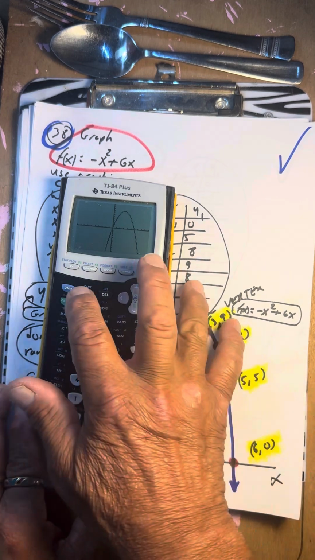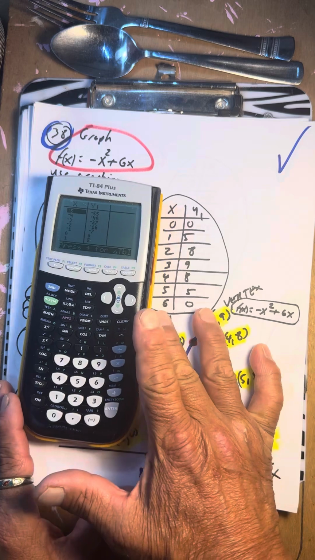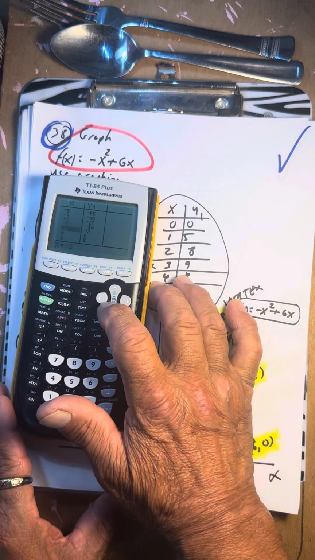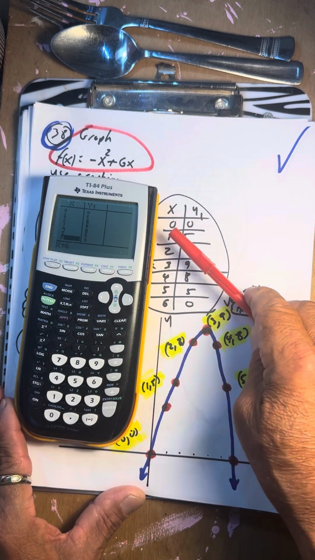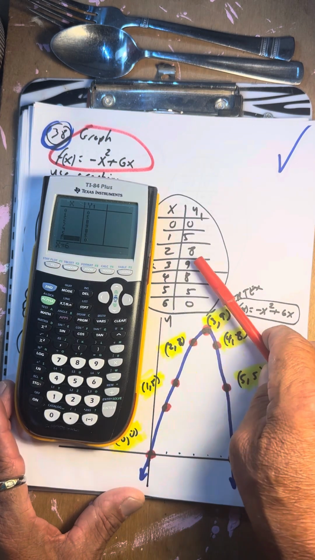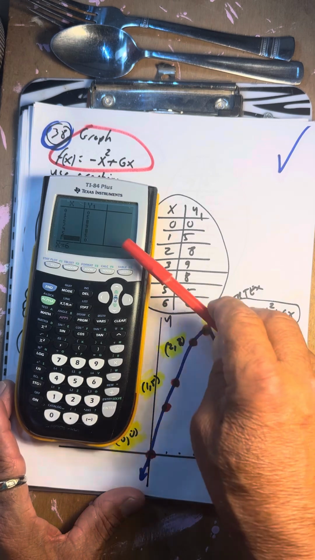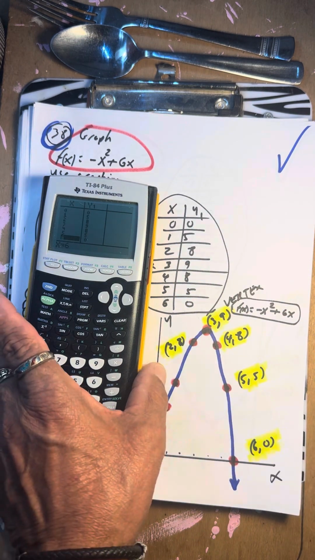Now let's go to second table. We have numbers. Let's get down to 0 here. And there you go. So 0, 0, 1, 5, 2 and 8, 3, 9, 4, 8, 5, 5, 6, 0. There they are right there. Match this. Put the dots, connect it. There you go.